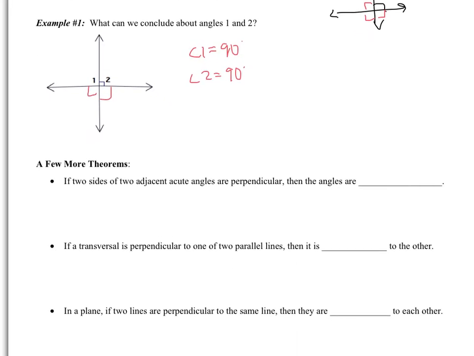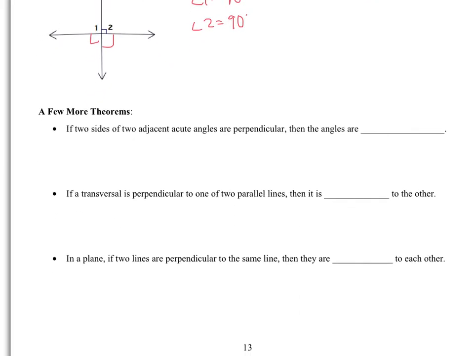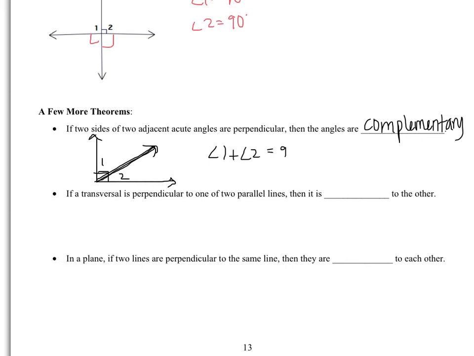Okay, we have a few more theorems. If two sides of two adjacent angles are perpendicular, then the angles are... Okay, so two sides of two adjacent angles. So here we have adjacent angles because they share this side. And now it tells us the other two sides are perpendicular. So what does that mean about the two angles? It means that the angles are complementary. So angle 1 plus angle 2 is going to be equal to 90 degrees.